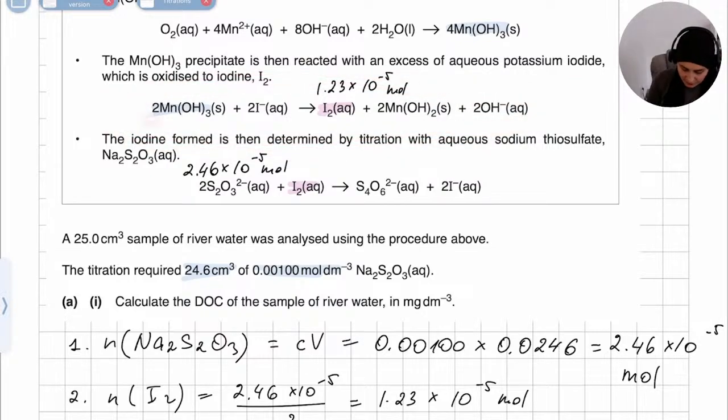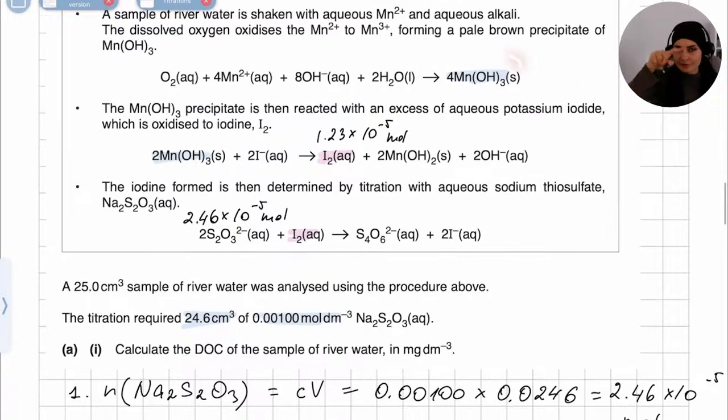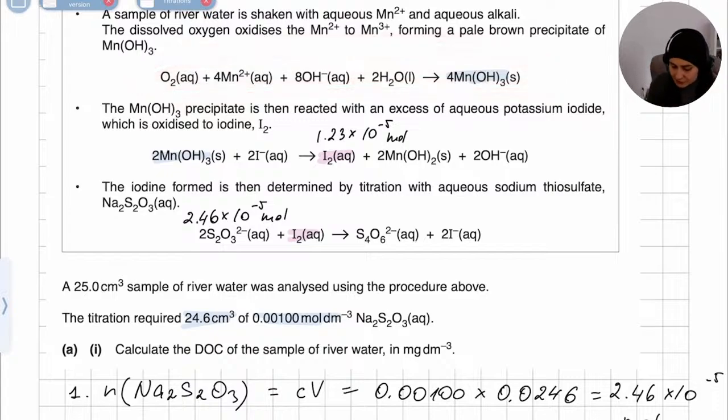So now you find the moles of MnOH3. Why MnOH3? Well, because that's the link with the previous equation. That's the substance that was transferred from the previous equation. I don't need I minus because I minus doesn't lead me anywhere. It wasn't here. So I don't care about I minus, but MnOH3 is what was transferred, so I can go back to the first equation using MnOH3.